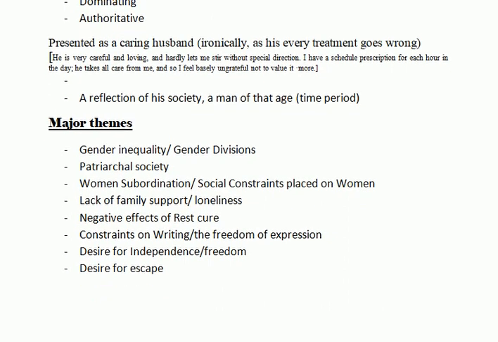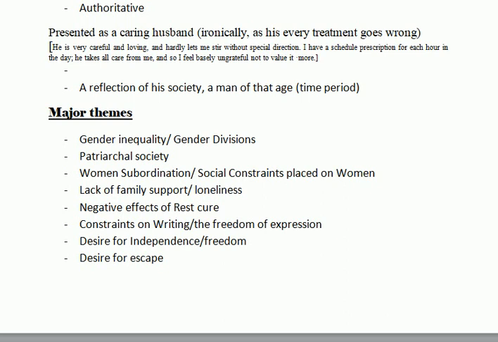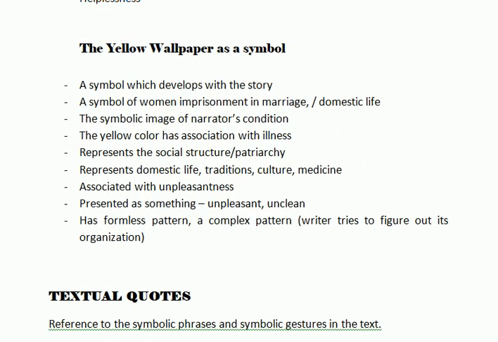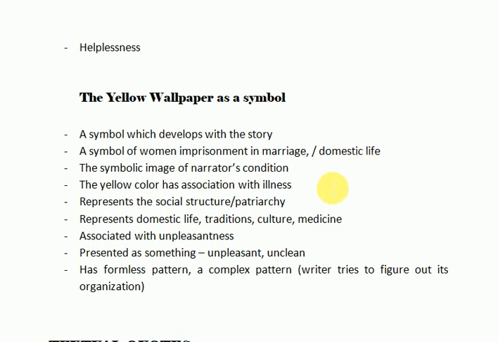The themes prevalent in the story are gender inequality, patriarchal society, women's subordination, lack of family support, lack of companionship, as well as the negative effects of the rest cure, the constraints on writing or expression, desire for freedom, desire for independence, desire for escape, and the themes of helplessness and powerlessness. We can find them easily from the textual sources. When we read the text, we find instances that support these themes, and whenever we write about these themes, we need to support them with textual evidence.